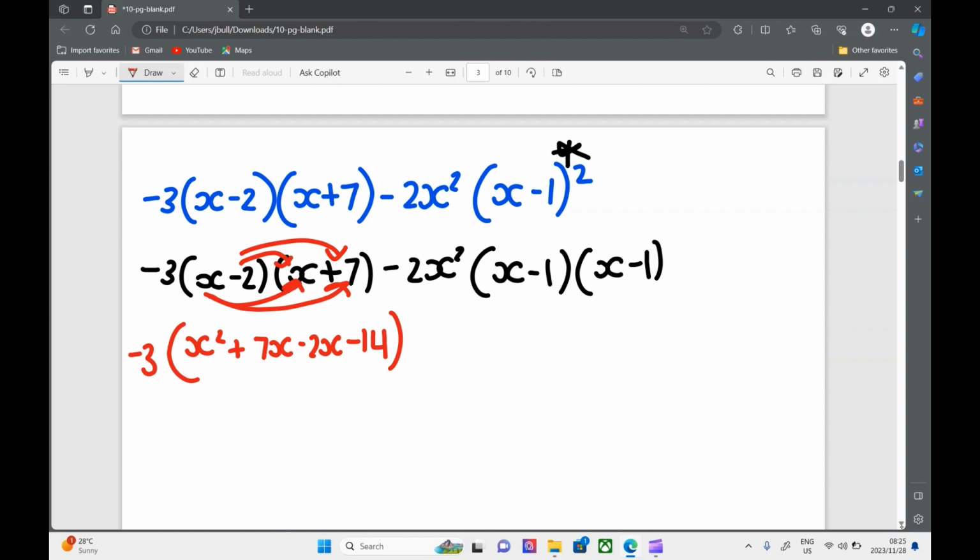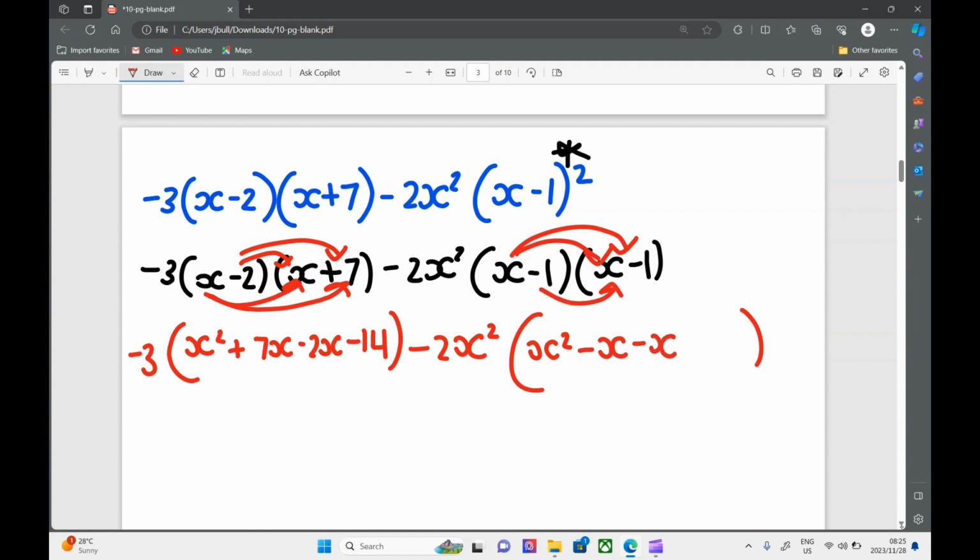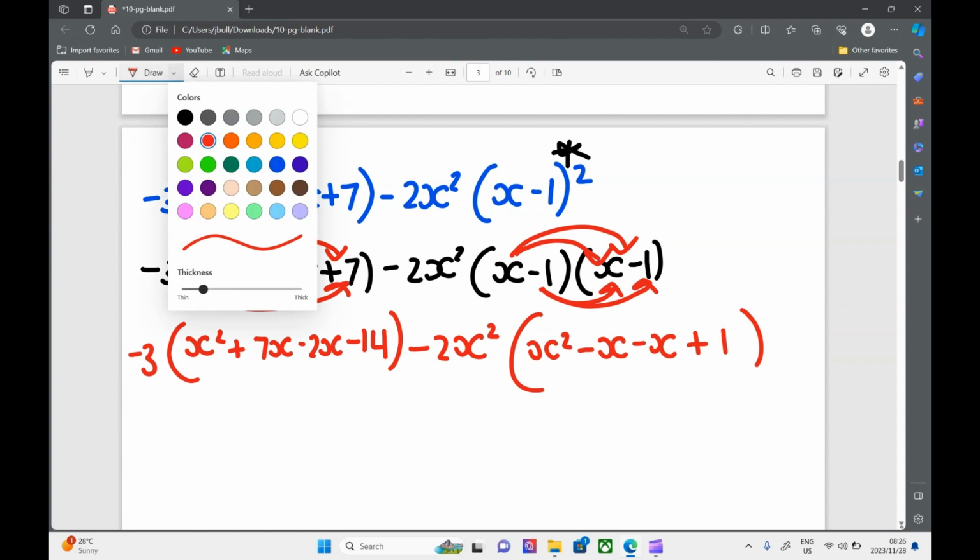We do the same for the next one. I'm going to leave this minus 2x squared for now and just do what's in the brackets. So x times x is x squared. x times minus 1 is minus 1x, or just minus x. Minus 1 times x is minus x. And minus 1 times minus 1 makes a positive 1. Okay, so I've done some of the expanding. Now I just need to multiply these numbers in front out.